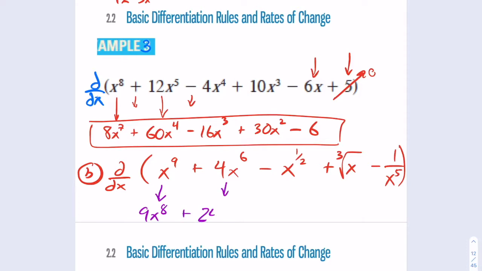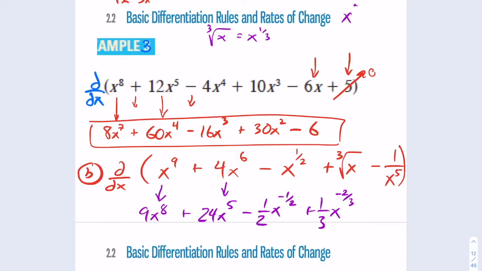going to be 24x to the 5th power. This here is going to be minus 1/2 x to the negative 1/2. The cube root of x is the same thing as x to the 1/3, so the derivative of that is going to be 1/3 x to the negative 2/3, because you have to subtract the power by 1. And 1 over x to the 5th is the same thing as x to the negative 5th power, so the derivative of that is going to be negative 5x to the negative 6th power.